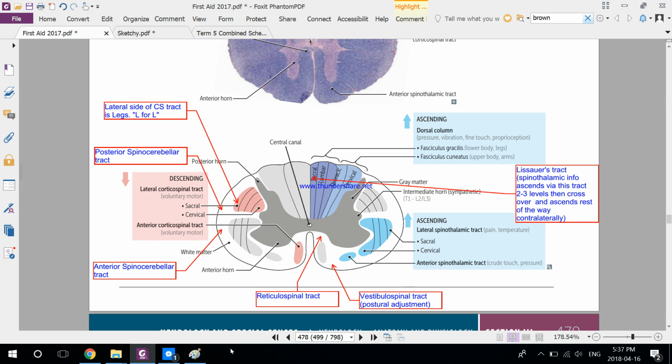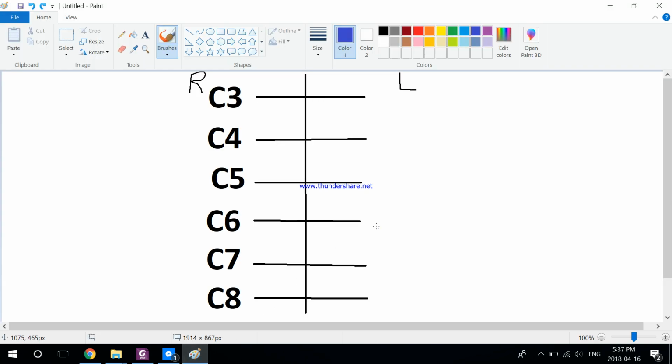Now, why is this? Well, to understand this, we have to understand there's something that exists called Lissauer's tract. What Lissauer's tract does is allow fibers coming into the level to ascend two to three levels before they decussate to the other side and then go all the way up to the thalamus, to the somatosensory cortex. So once we have this in mind, we can understand what happens if you have a lesion somewhere. Let's say at C4 on the left side, you have a spinothalamic lesion over here.